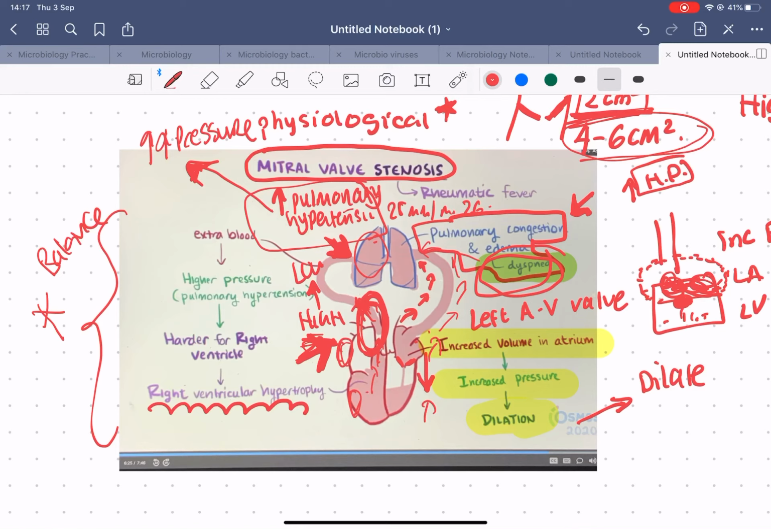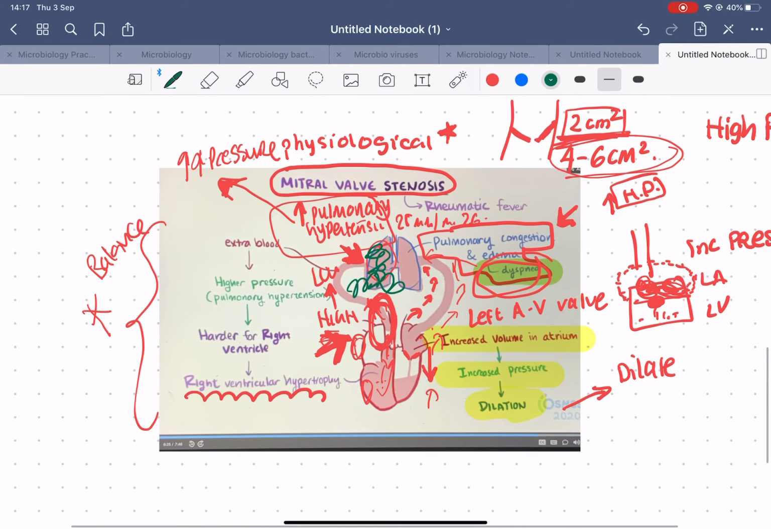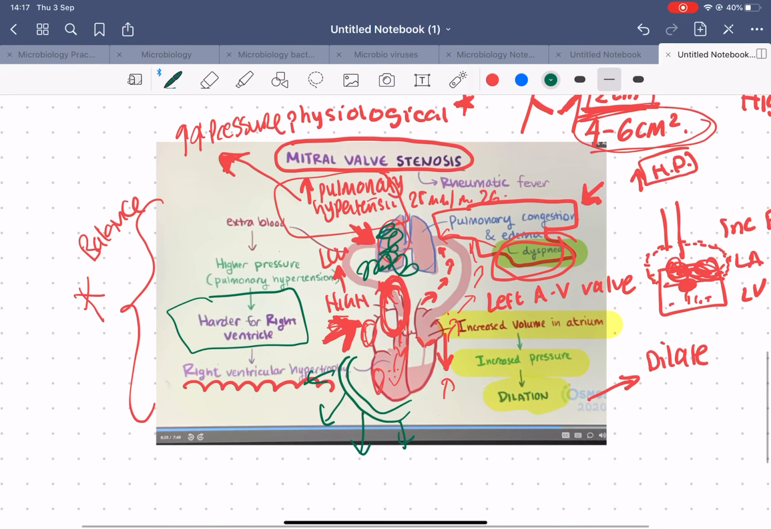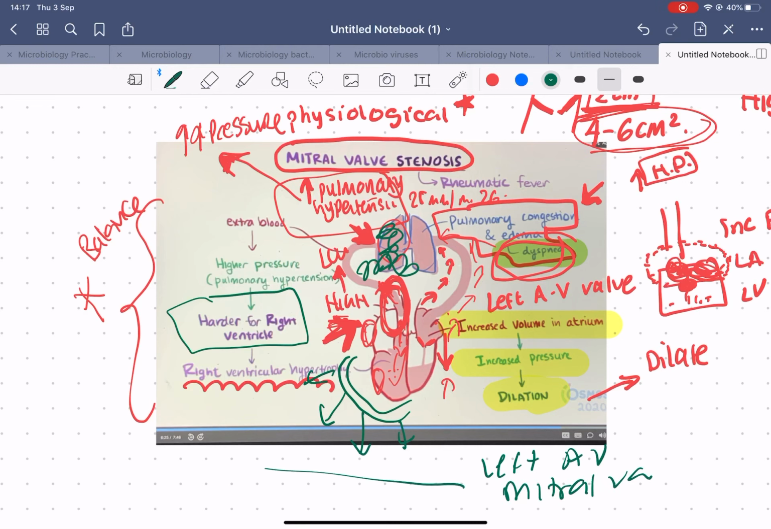Now, our right ventricle is going to have to work even harder to push against this immense increased pressure here in the lungs. And as it gets harder for the right ventricle to work, the right ventricle is going to have to hypertrophy, get bigger and bigger and bigger. And that's how an issue with the left AV valve, or the mitral valve, can lead to such dangerous consequences such as right ventricular hypertrophy.